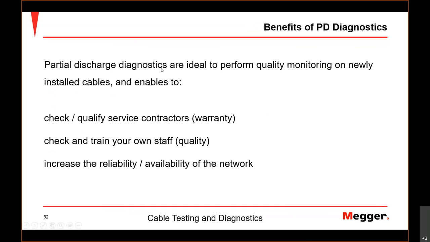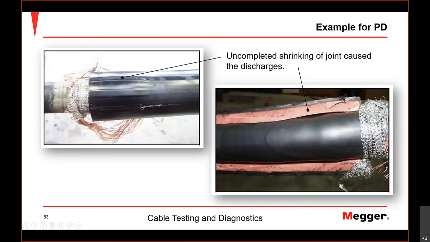Partial discharge, the quality monitoring on newly installed cables. It's a check of your contractors, basically the warranty, as I mentioned. You can check or you can train your staff. If you don't know what your problem is, you don't know how to fix it. So if you open up your bad joint and you look at it, you know what the problem is, then training can be much more precise and better. And that increases reliability, sure. Now we go to some examples.